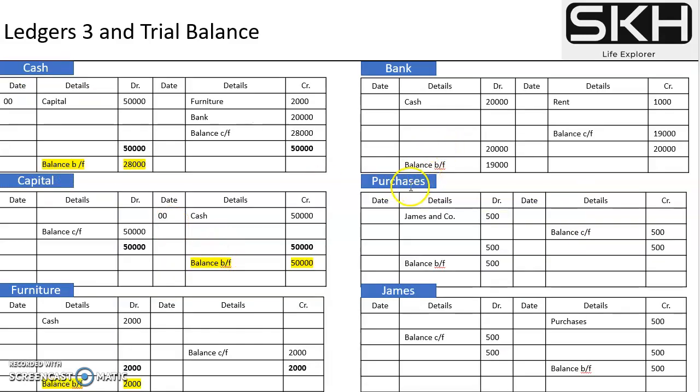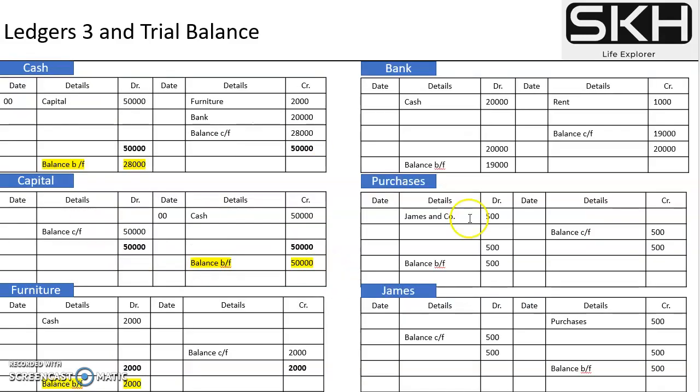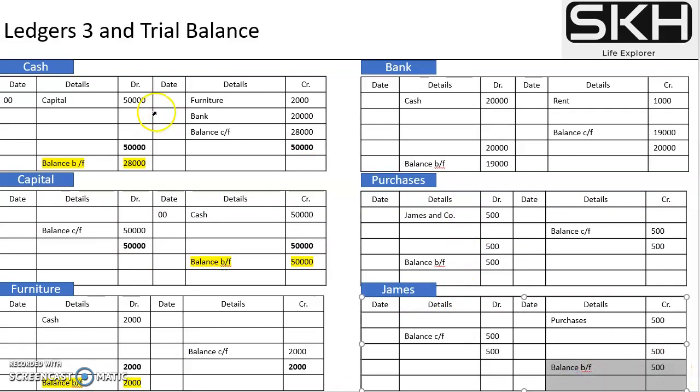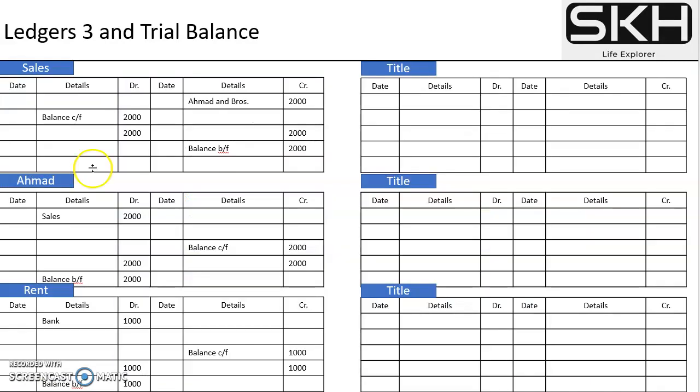Then we have next account purchases. It has a balance on debit side. So I will just write it on the debit side. Purchases, debit side. And then we have James account. Its balance is on the credit side. You can see here it's on the credit side. So I'll put it here on the credit side of my trial balance. So James 500.